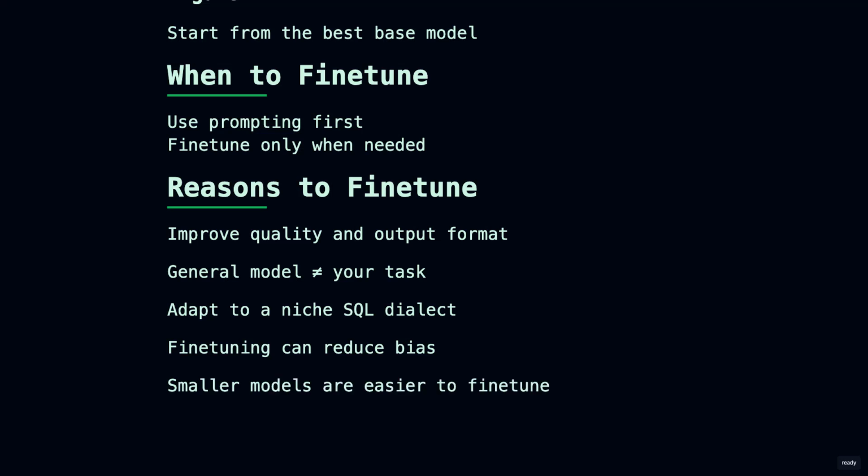Although you can fine-tune large models, smaller ones are much more common. They use less memory, are easier to train, and are cheaper and faster to deploy in production.